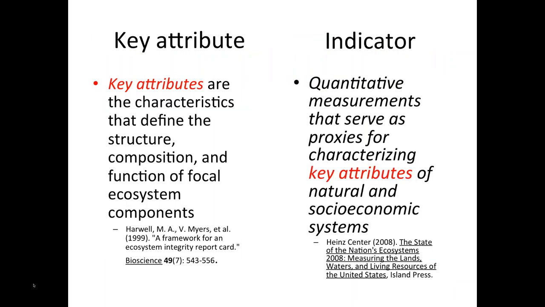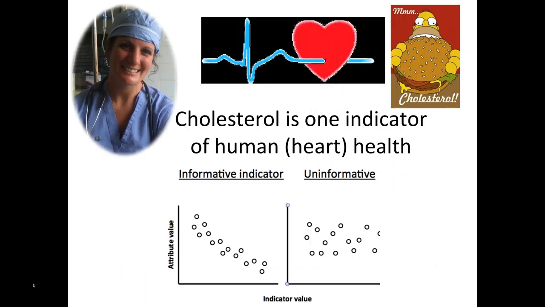So as I said, a key attribute is the characteristics that define the structure, composition, and function of focal ecosystem components, those components that you think management needs to pay attention to. And an indicator is a quantitative measurement that serves as a proxy for characterizing those key attributes. An example, we'll take a human example. Let's say that human heart health is the attribute you want to study, and measuring cholesterol would be an indicator of the value or the state of your health.